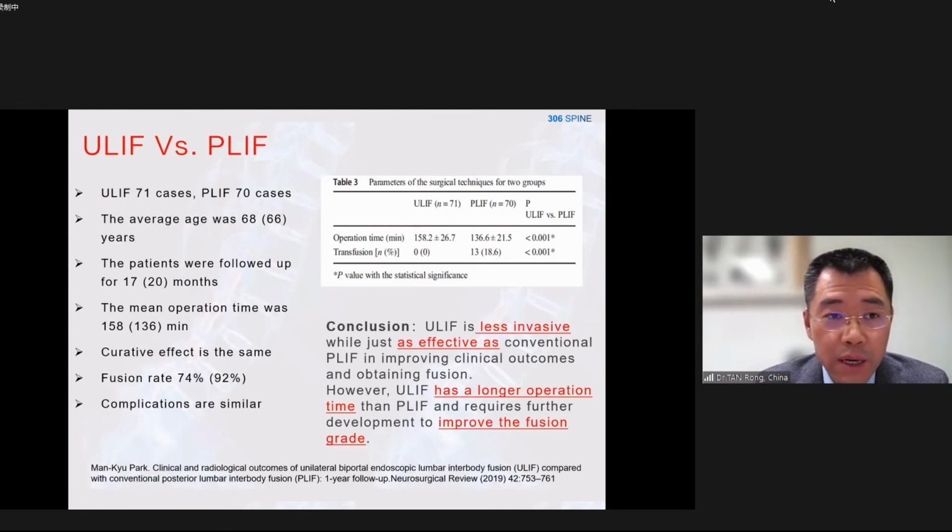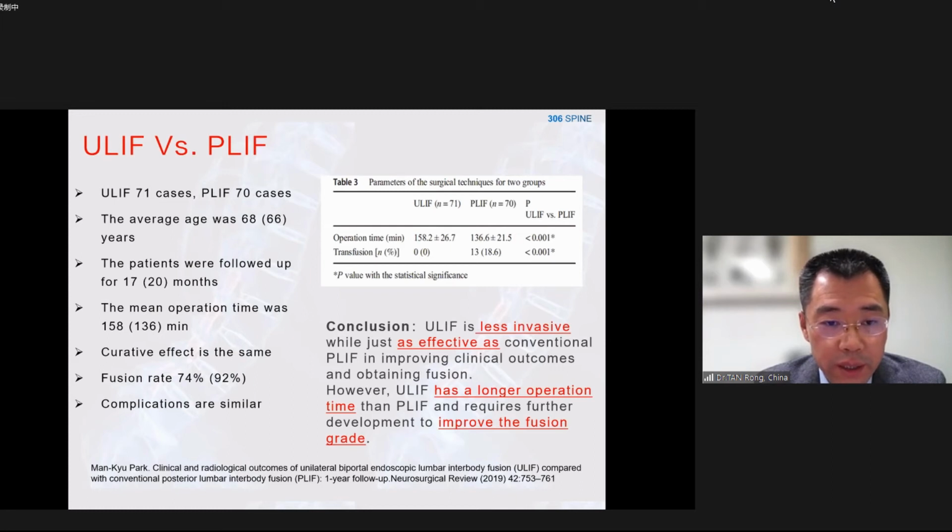So how does ULIF compare to PLIF? This literature shows 70 cases of ULIF and 70 cases of PLIF. The average age was 68 years old. The patients were followed for about 1 year and a half. The mean operating time was about 2 hours and a half.